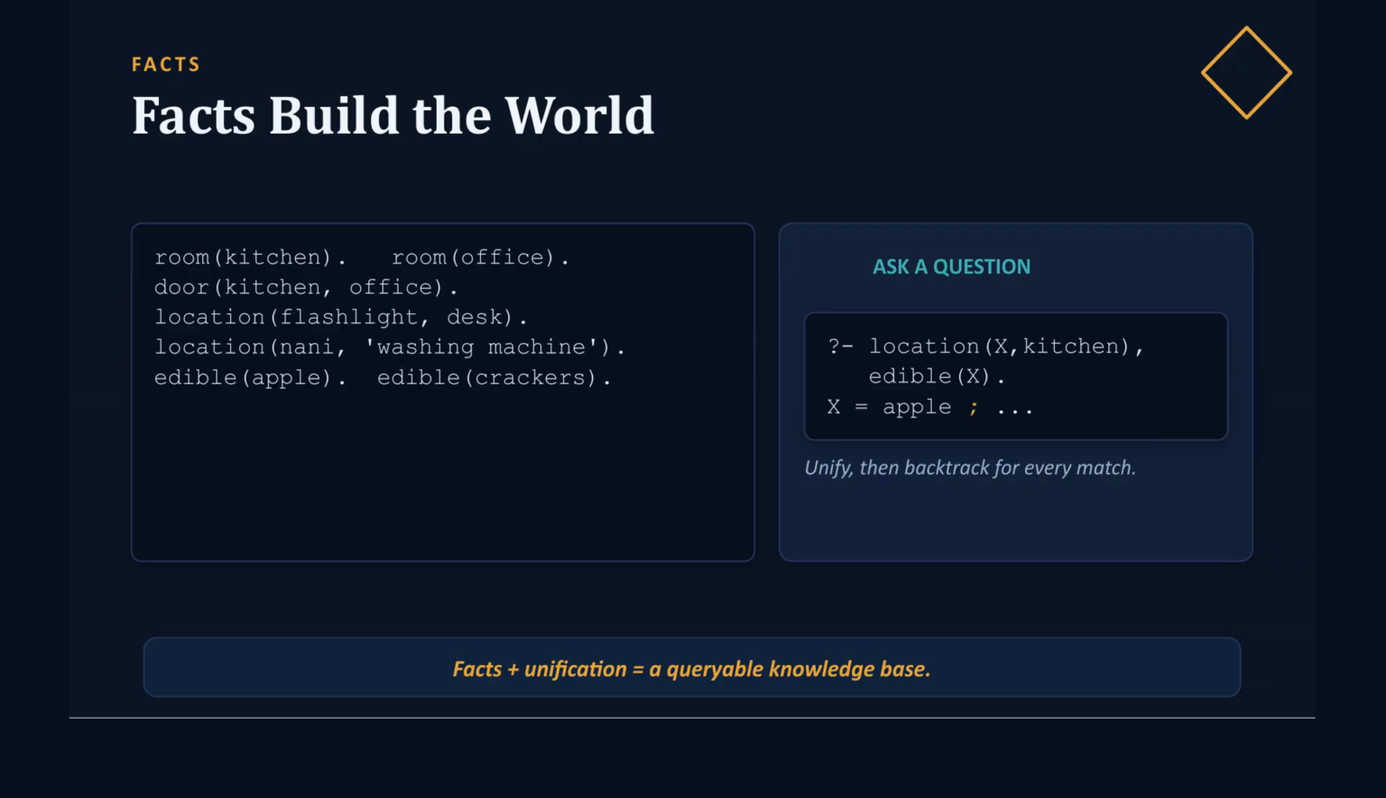We start with facts, the world model. Each room is a fact. Each door connects 2 rooms. Each object has a location: the flashlight is on the desk, the blanket is in the washing machine.